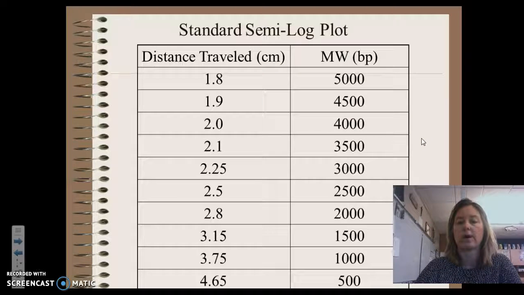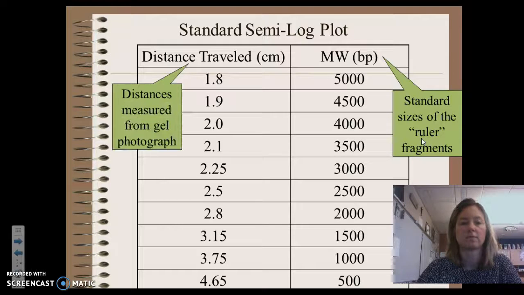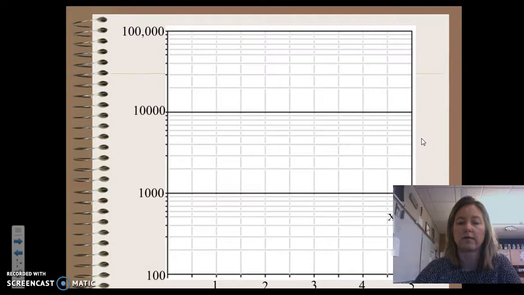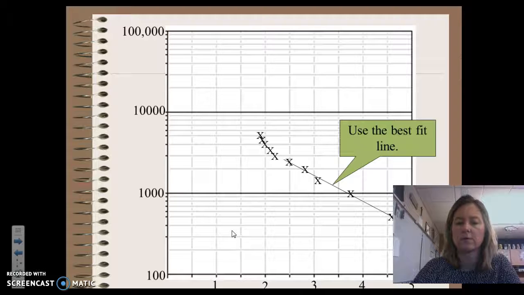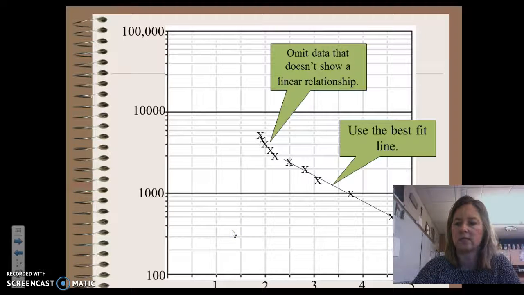All right, so we're going to go through and graph this information here on our semi-log graph. So here we start off, we've got our 4.65 centimeters traveled by the 500 base pairs. We're going to continue on up, graphing all of our data from our standard only. Then we're going to create a line of best fit, but only using the points that show a linear relationship, so a straight line. When we start to see this DNA take on these kind of goofy patterns or start to increase into a curve relationship, we are going to omit that information.